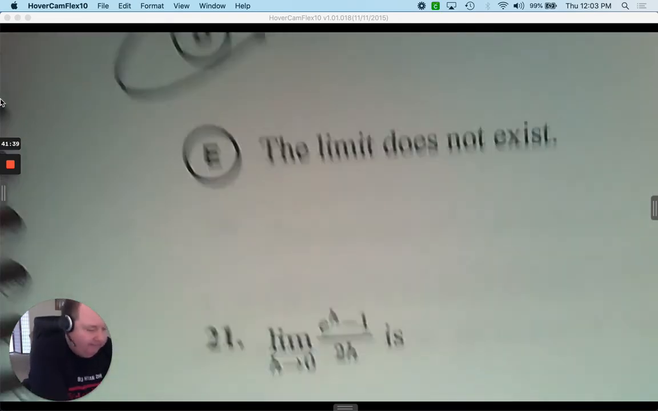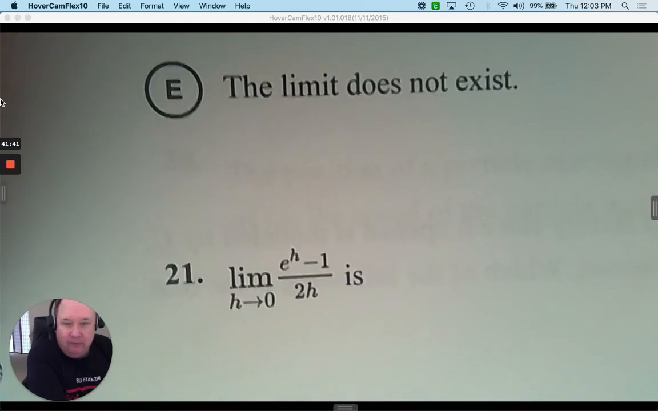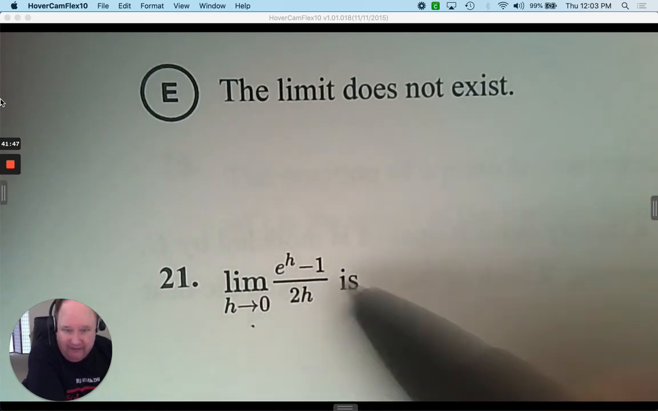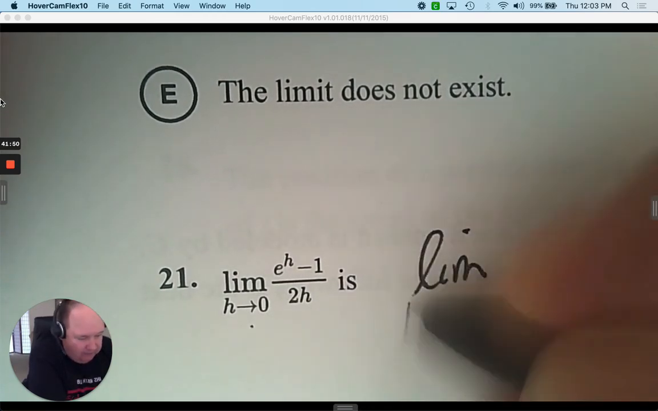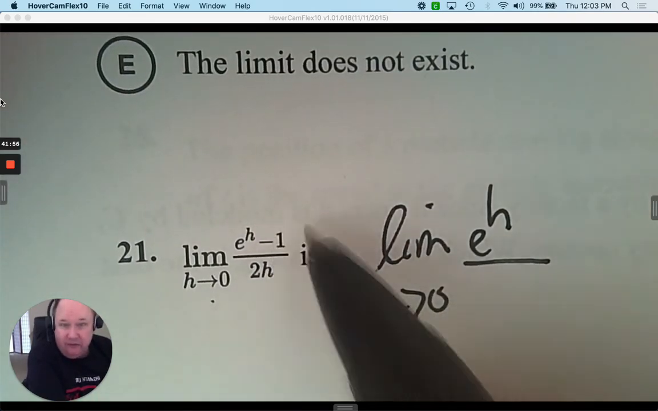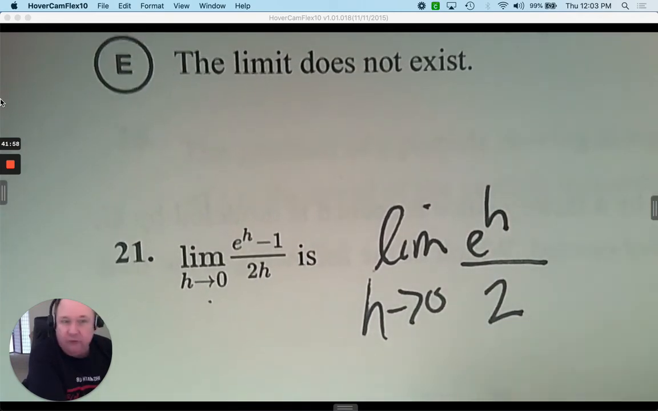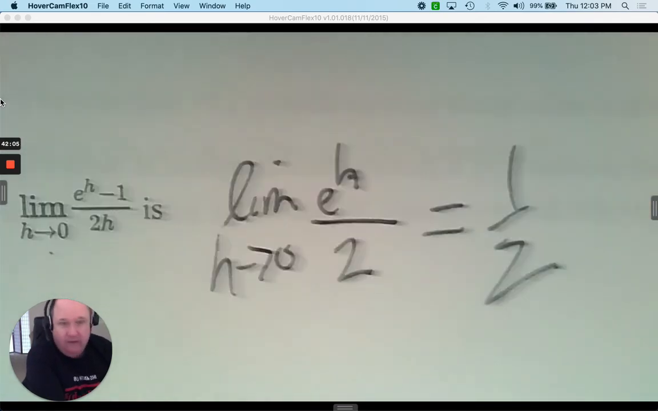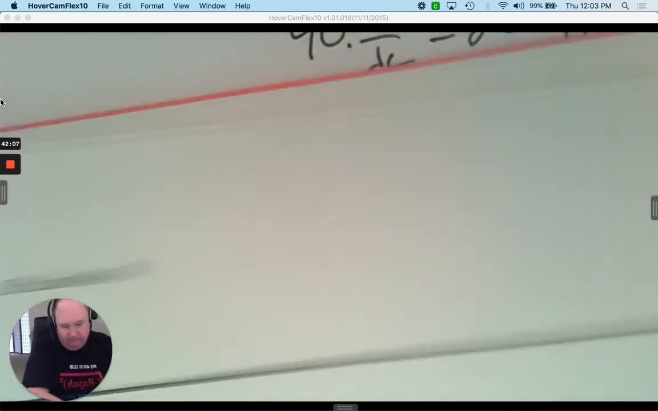Number 21. The limit is h approaches 0. If I plug in 0 for h, e to the 0 is 1. Take away 1. So it's indeterminate. A lot of L'Hopital rule questions here. The derivative of e to the h is e to the h. The derivative of negative 1 is 0. The derivative of 2h is 2. Plug in 0 for h, e to the 0, and you're left with the answer 1/2. That's B.